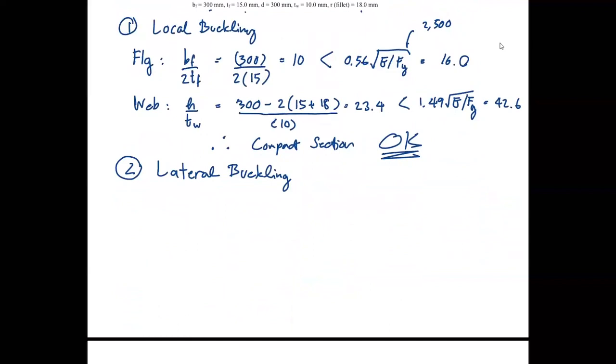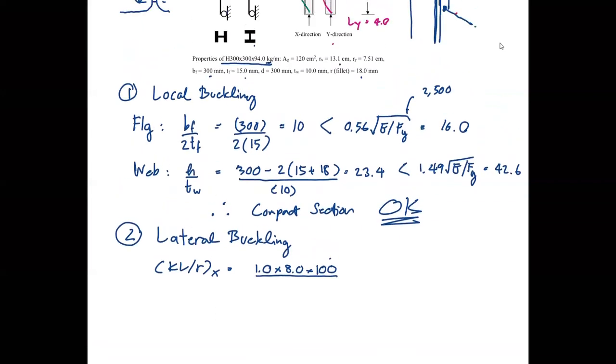And we check both axes. KL over r in the X direction. Remember, in the X direction, we don't have the bracing, right? So K is 1. The unbraced length, not the length of the column, the unbraced length is 8 meters. But r is in centimeters, so I'm just going to change the unit by multiplying this by 100. Now this is a ratio. It's a very simple thing, and yet some people will make mistakes by not changing the unit. Divided by rx.